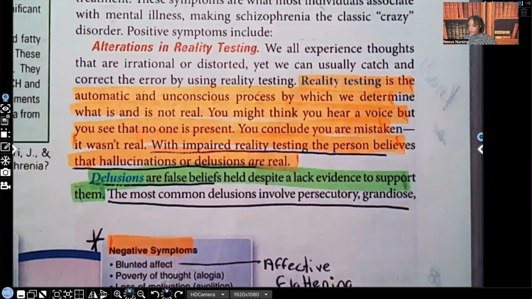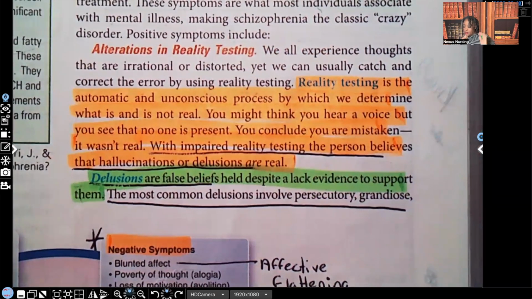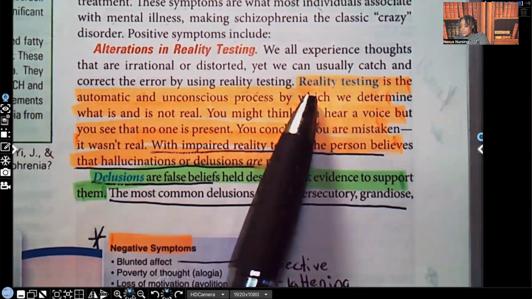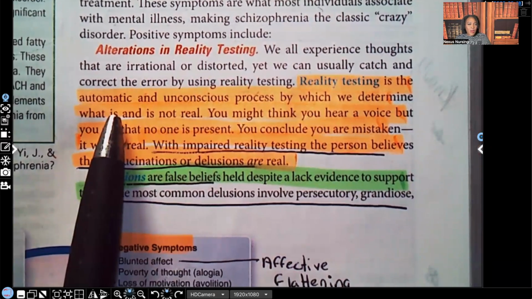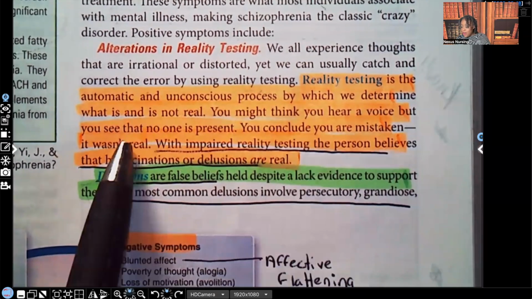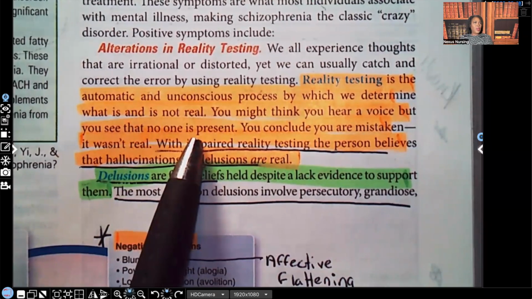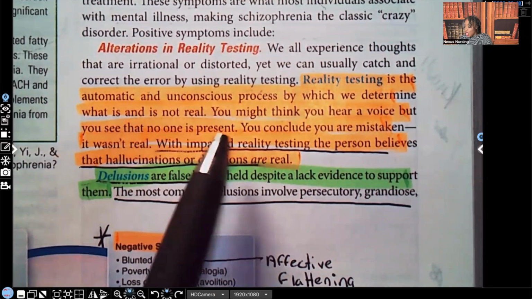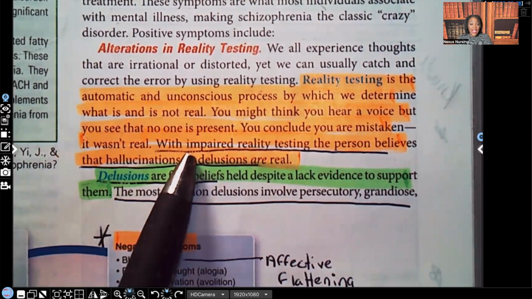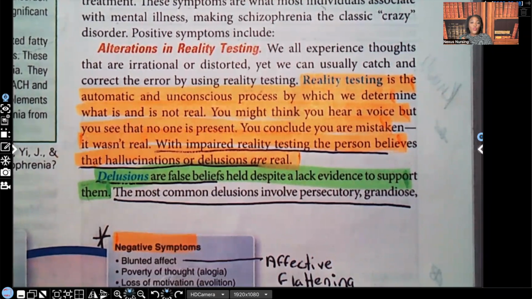Let's get into more of positive symptoms. Let's get to alteration and reality testing, actually. Let's talk about this. Reality testing. This is the automatic and unconscious process by which we determine what is real and what is not real. So for example, you think you hear a voice, but you see that no one's present. So you're like, okay, you know what? That was just me, right? You conclude you were mistaken. It wasn't real. With impaired reality testing, the person believes that the hallucinations or delusions are real. So they have impaired reality testing.